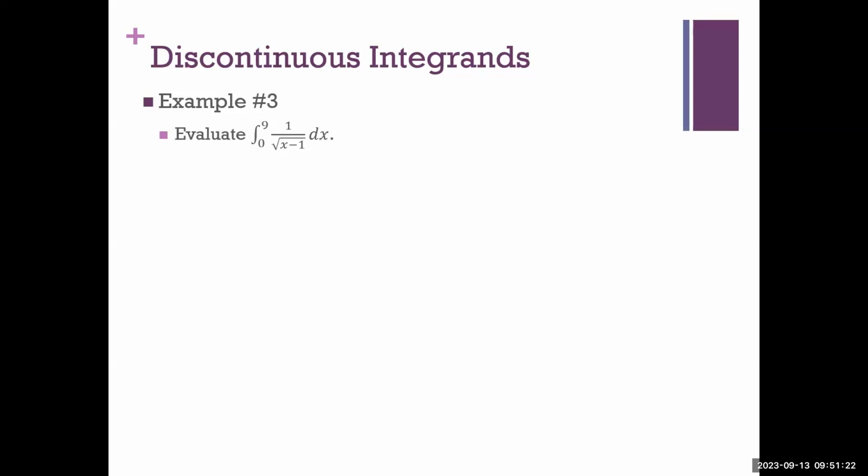So how do I set this thing up? 0 to 1, 1 to 9. How come? It's undefined. So this is not continuous on the interval. So I need to break this up into these two integrals. If both of these converge, then my integral will converge. So let's pick them up one at a time.